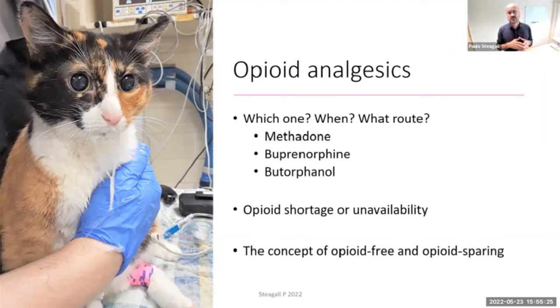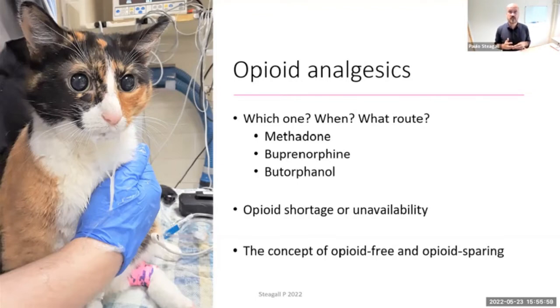In very recent research in our laboratory, we have shown that this is not easy to achieve in cats undergoing ovariohysterectomy. This could be the case for kittens, as we have recent evidence, but in adult cats undergoing ovariohysterectomy, we could not completely eliminate the need for opioids using multimodal analgesia with local anesthetics and nonsteroidals, but without opioids.